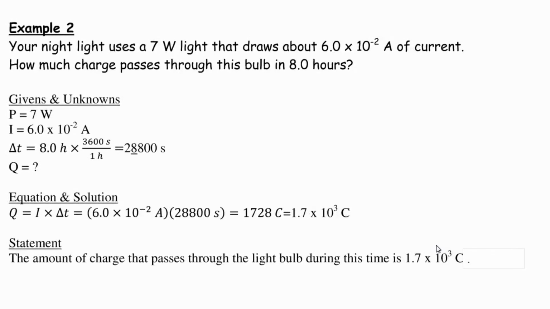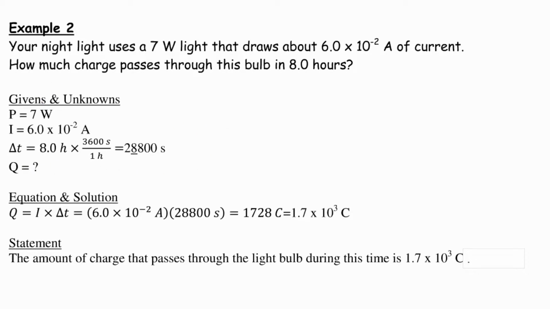Moreover, we can rearrange this equation to solve for charge or even time. For example, number 2, it says, your night light uses a 7-watt light that draws about 6.0 times 10 to the negative 2 amps of current. How much charge passes through this bulb in 8.0 hours?